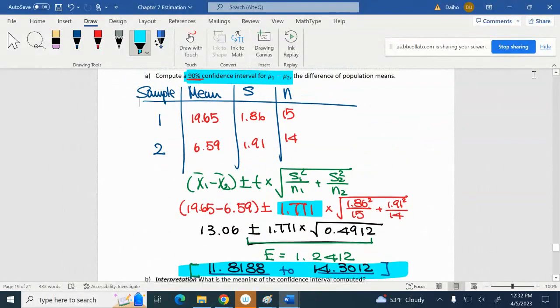It is what? 90%. It is the 90% confidence interval for the mean difference. When we don't know the sigmas, we use the t-score. What was the critical value? We take two degrees of freedom and take the smaller one. That will be the degree of freedom for the critical value t-score.